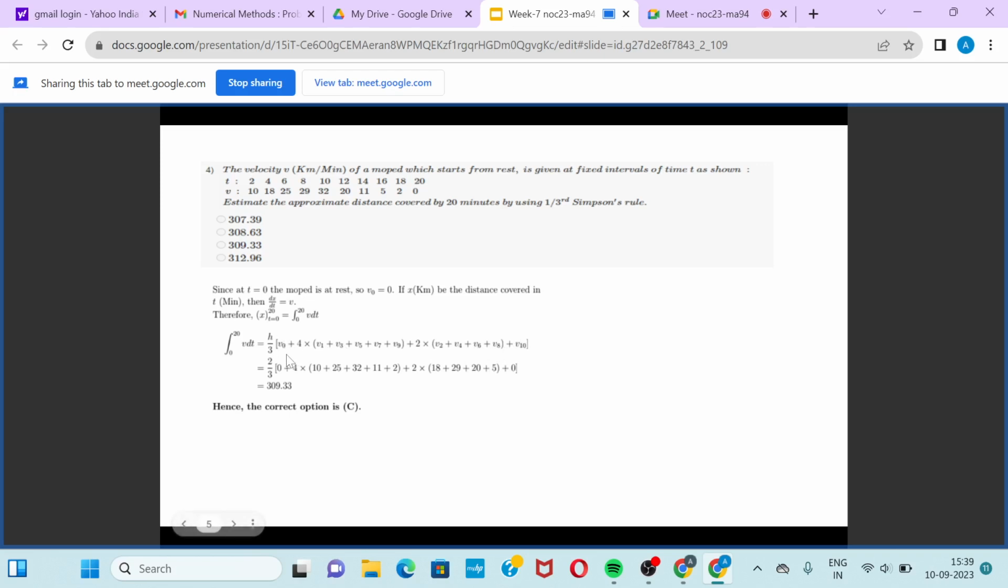Now since here v naught is 0, so substitute it and all the rest of the terms from the table, you will get v1, v2, v3, v4 and so on, and v10 is given as 0. So just substitute all these values and you will get 309.33, okay.